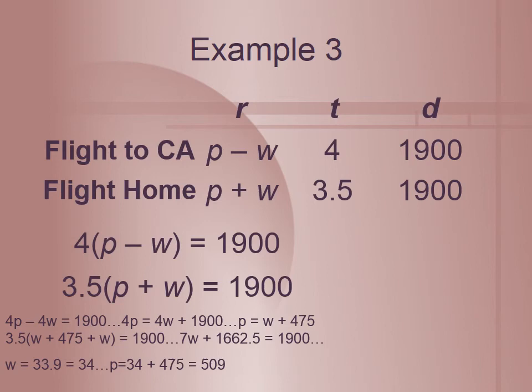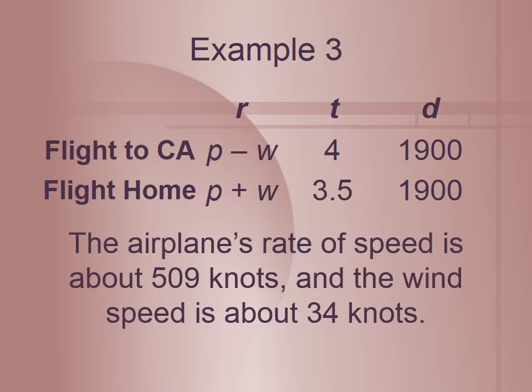And we're going to go ahead and round to 34, right? Because 33.9 rounds to 34, which tells us that W is 34. If I want to find out what my P is, I have to take my W, which is 34, and add 475. So P is 34 plus 475, which is 509. Which tells me that the rate of speed is about 500 knots, but we have a wind speed that we're either going up against or we're going with, and that is 34 knots.